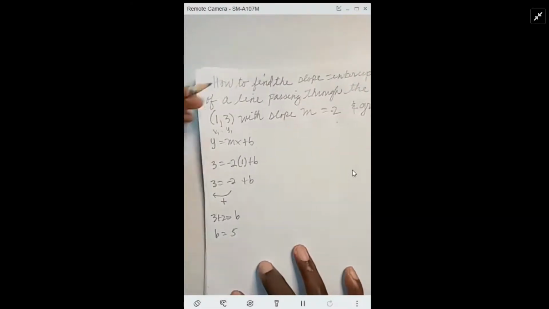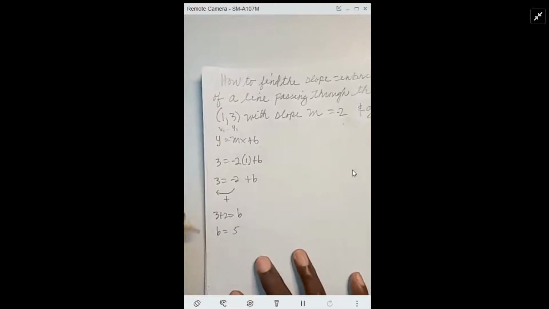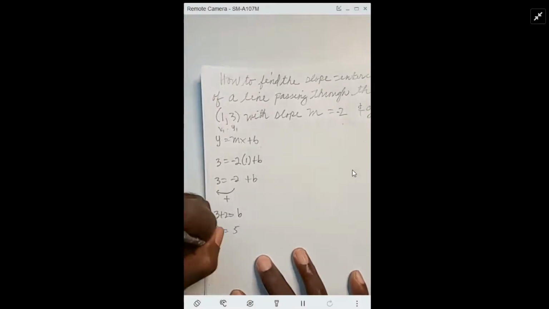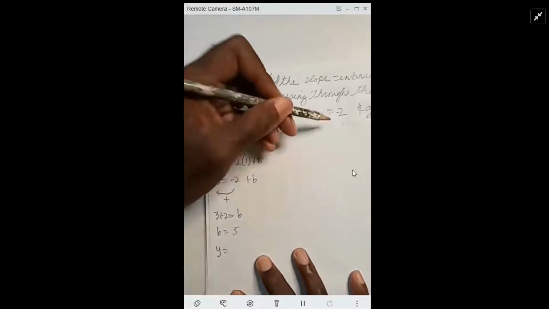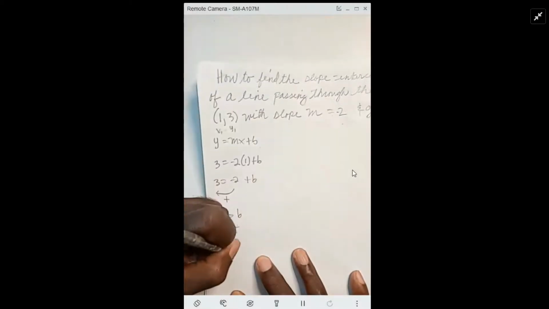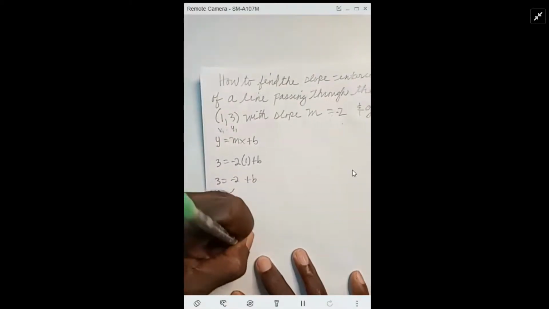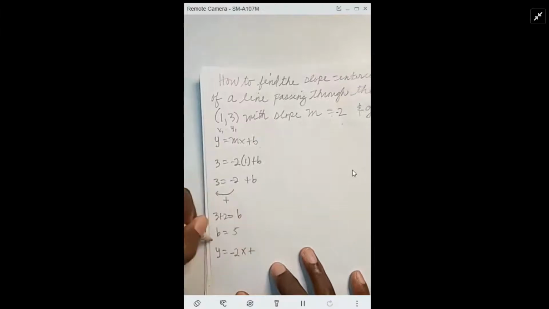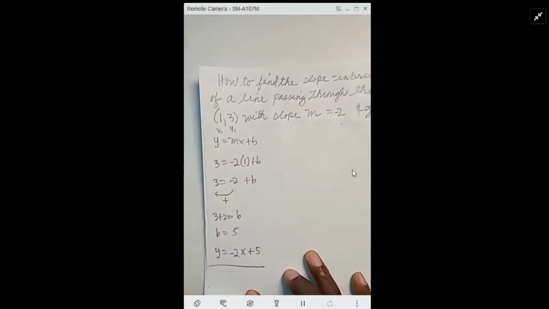Okay, so plug this back into the equation. We have y equals -2x plus b, which is 5. So that is our slope-intercept form of the equation.